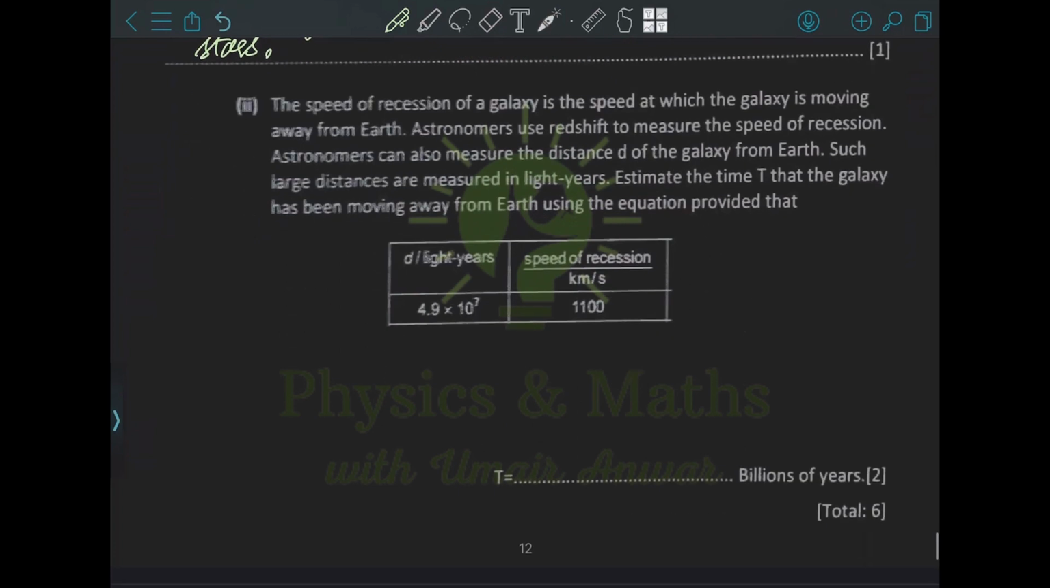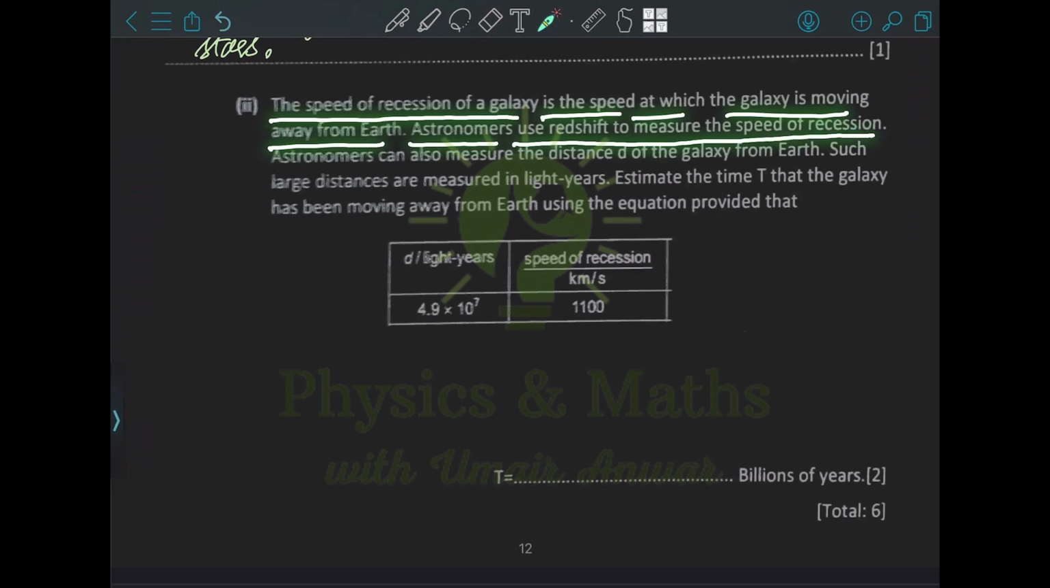The next part reads, the speed of recession means the speed at which something is moving away. So the speed of recession of a galaxy is the speed at which the galaxy is moving away from the Earth. Astronomers use redshift to measure the speed of recession. Astronomers can also measure the distance d of the galaxy from Earth. Such large distances are measured in light years.